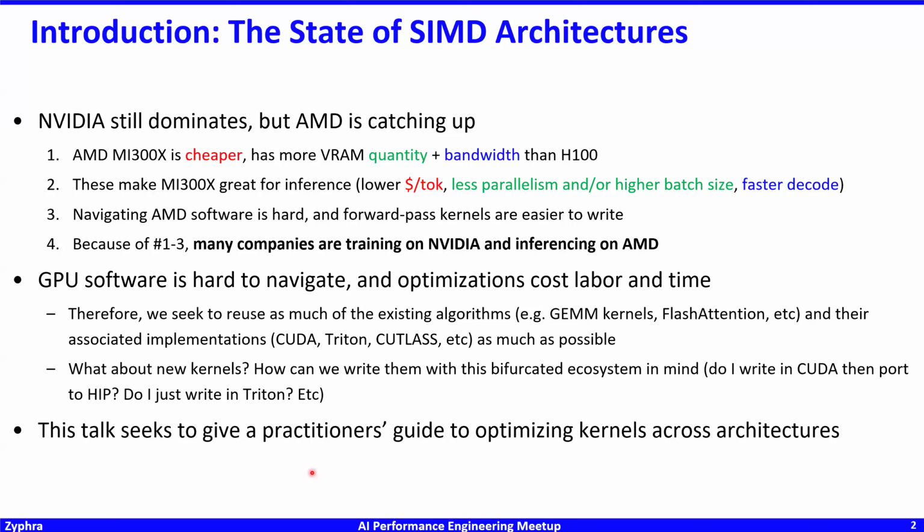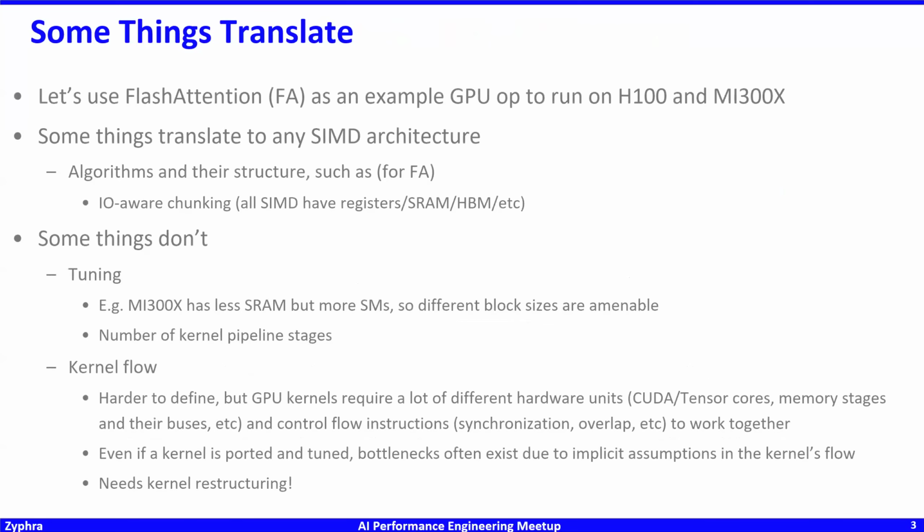So this talk seeks to give a practitioner's guide to optimizing kernels across architectures. I'll be pretty high level, and then we'll go into any questions people have. And then at the end, I'll talk a bit about how one trains a model so that sizes amenable to all these different GPUs are baked in. So, lots of intro. Let's get into the actual work here.